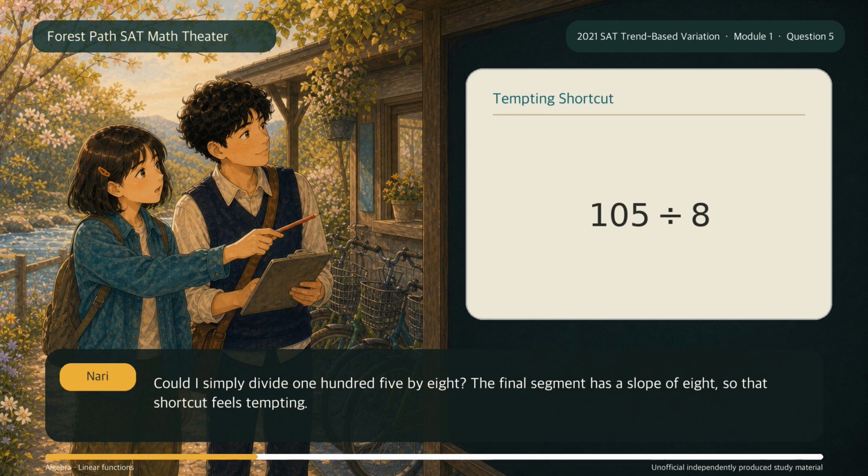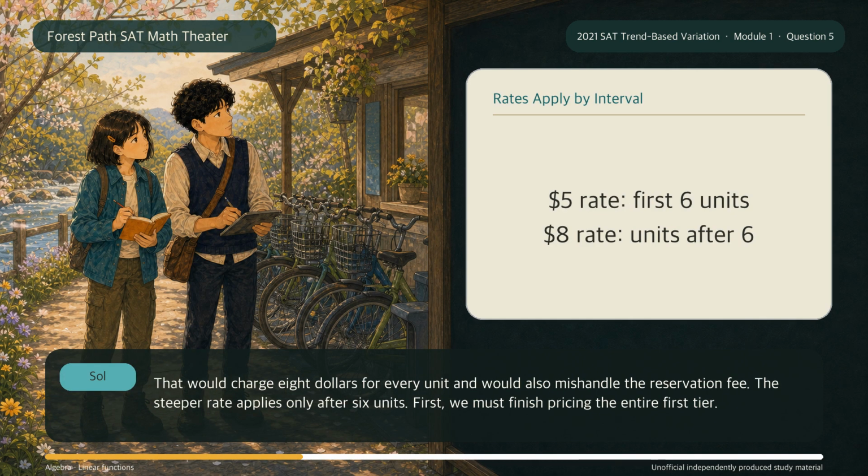Could I simply divide 105 by 8? The final segment has a slope of 8, so that shortcut feels tempting. That would charge $8 for every unit and would also mishandle the reservation fee. The steeper rate applies only after 6 units. First, we must finish pricing the entire first tier.